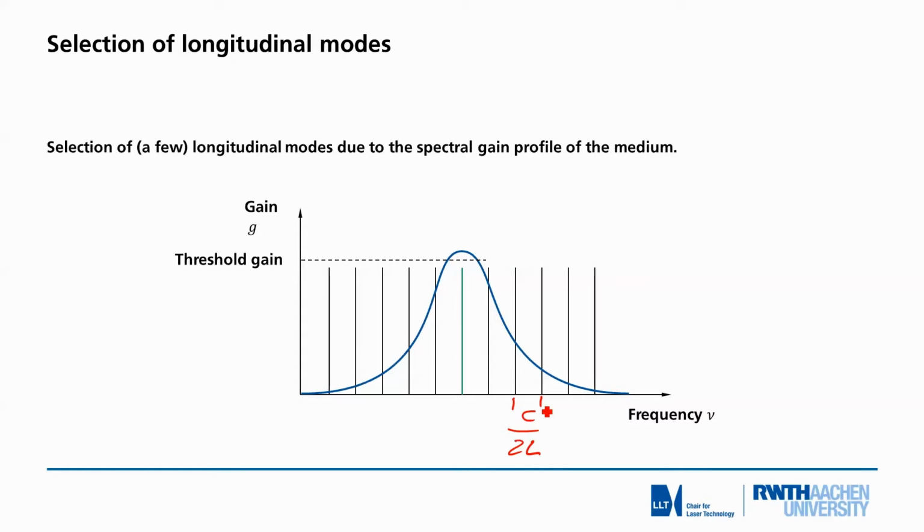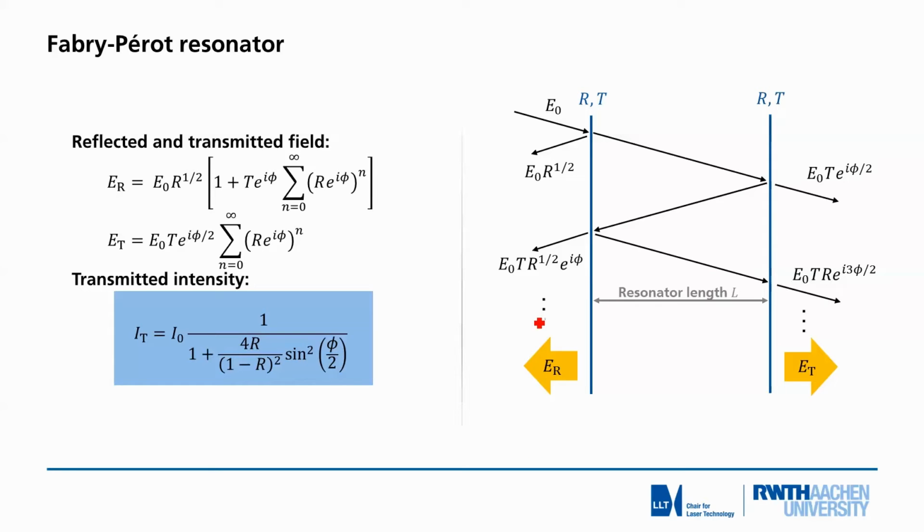And usually this spacing, depending on the resonator of course, is much, much smaller compared to the line width of the active medium. The blue curve is the gain profile of the active medium, and usually we have very many longitudinal modes allowed under this curve of the amplifying medium.